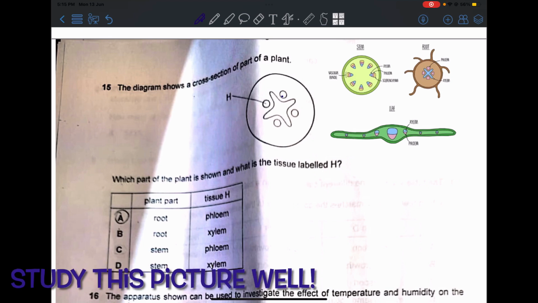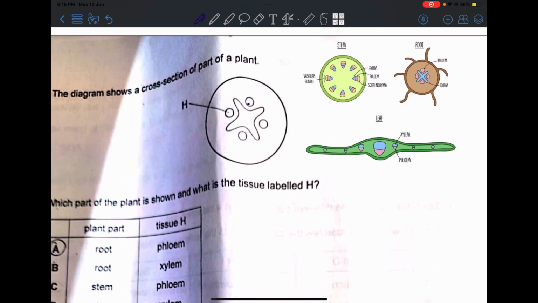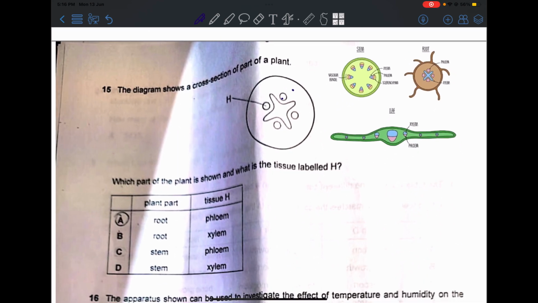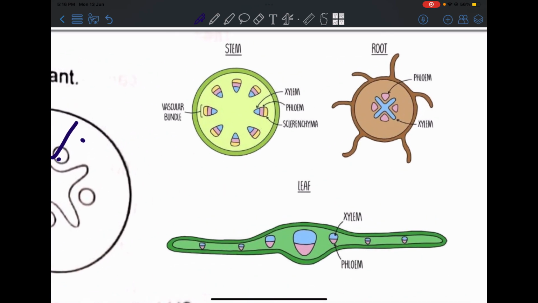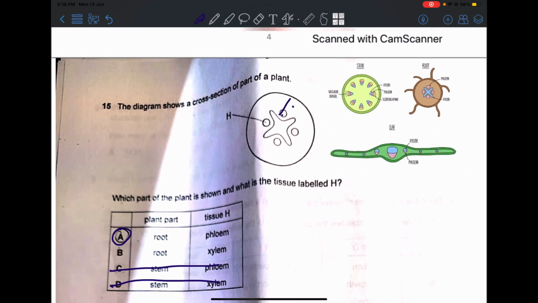15. The diagram shows a cross-section of part of a plant. Which part of the plant is shown and what is the tissue labeled H? Now over here I have got a picture of the stem, root, and leaf, and I've got also the position of the phloem and xylem in each of them. Now over here we can see that this is actually resembling the root, so we're going to be choosing between A or B right now. So this is incorrect. Now, of course, we know that tissue H is going to resemble the phloem, as we can see in this image. This is the phloem, and the X-like part is the xylem. So our answer is going to be A for this question.